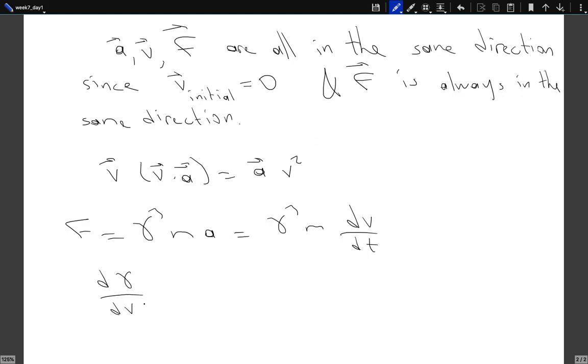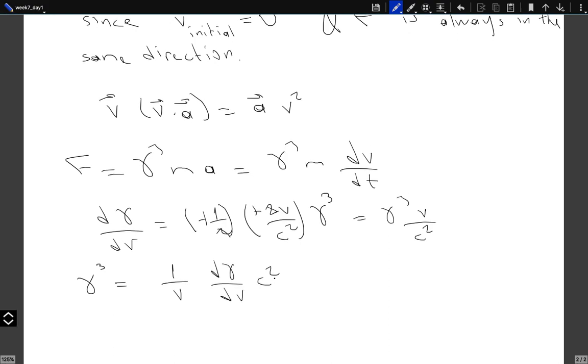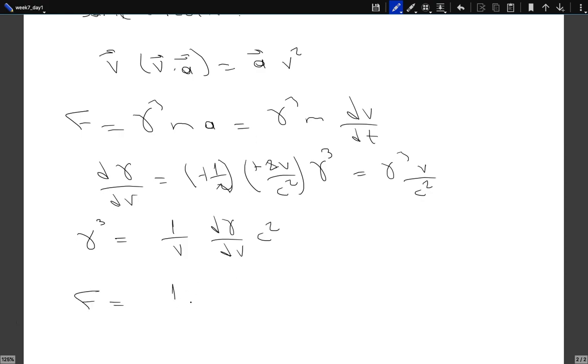Well, let's see. Let me take the derivative of gamma with respect to v, as your friend had asked before. So I have a minus 1/2 because of the square root. Then I have a minus 2v over c squared because of the minus v squared over c squared. And then I have gamma cubed. So these cancel, these cancel. So this is equal to gamma cubed v over c squared, or gamma cubed is equal to 1 over v d gamma by dv times c squared. So F is 1 over v d gamma by dv c squared times dv by dt.